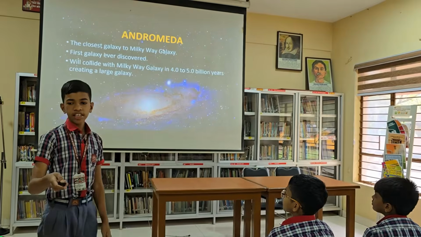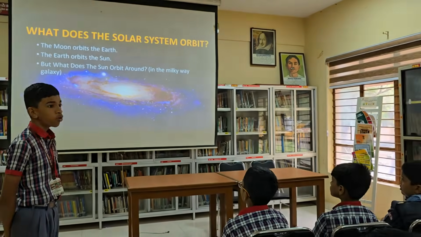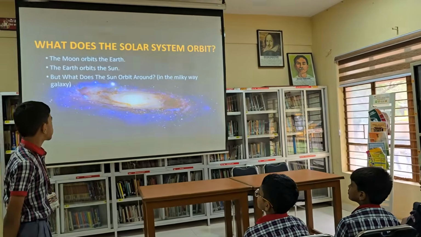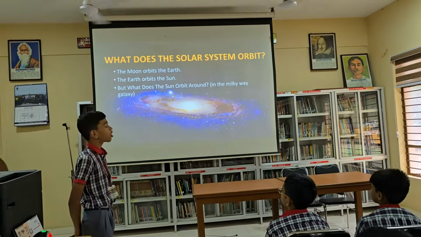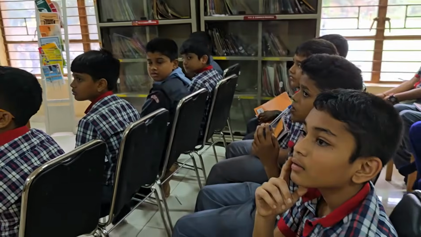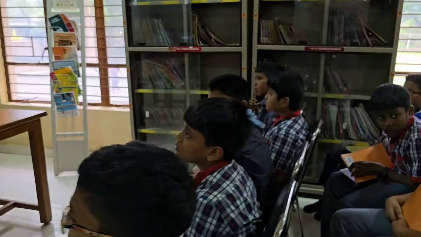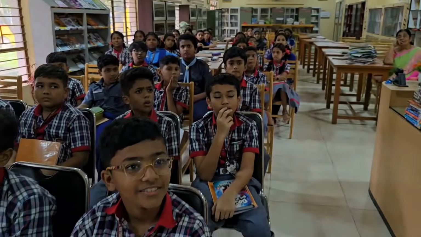And now there's a question to all of you. What does the solar system orbit? The moon orbits the earth. The earth orbits the sun. But what does the sun orbit? Nebula? No. Does anyone know the answer?